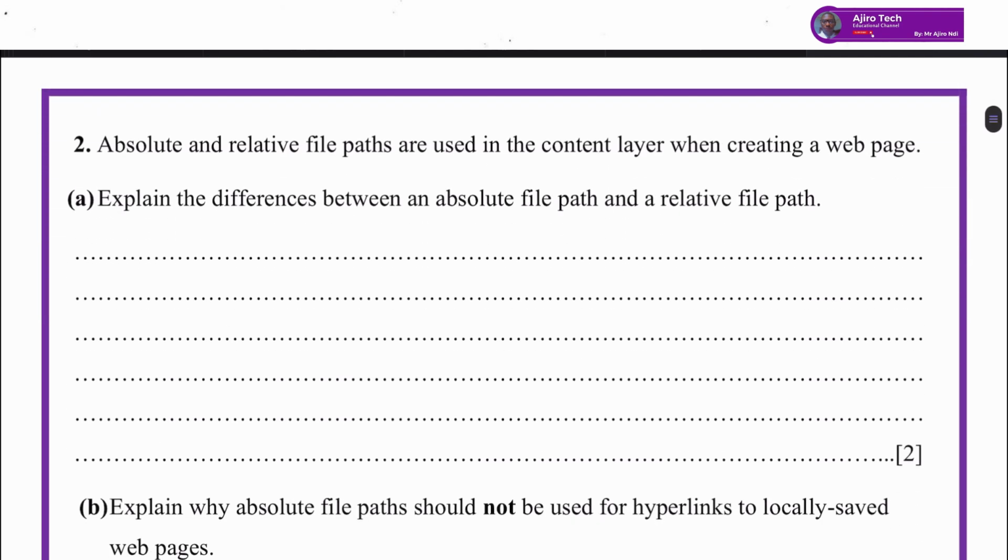Absolute and relative file paths are used in the content layer when creating a web page. Explain the difference between an absolute file path and a relative file path. So let's talk about the difference here.